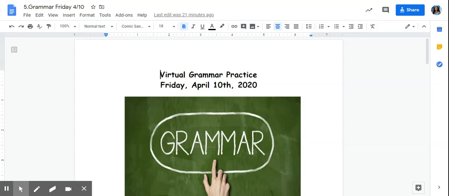Before we get started, like always, make sure you have scratch paper, your pencil, and you have this page open in a separate tab. Now, before you get started, you should have made sure that you completed the grammar worksheet. If you haven't done that, pause the video, and then once you're done, come back so that we can go over your work together.